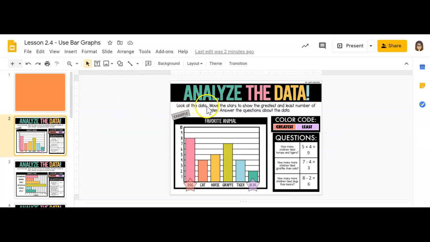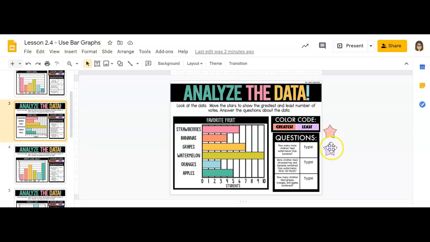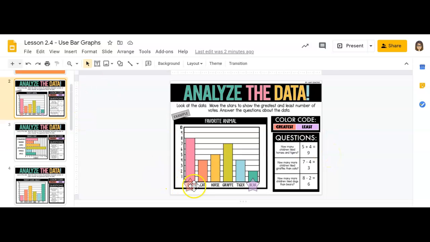It says, look at the data. You can look at the data by looking at the graph. Move the stars to show the greatest and least number of votes. So on your example, there's going to be two stars off to the side. Move the red one to the category that had the greatest and the purple to the category that had the least. So over here we see dog had the greatest because it has the highest bar, and bear has the least because its bar is shortest. Then the directions say answer the questions about the data. Over here are the questions.